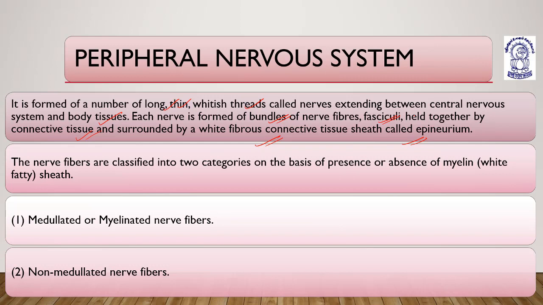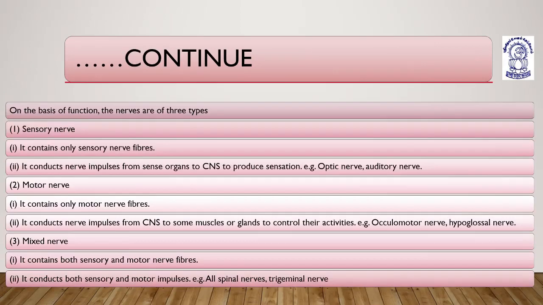The nerve fibers are classified into two categories on the basis of the presence or absence of myelin sheath. One is medullated or myelinated nerve fibers, and the other is non-medullated or non-myelinated nerve fibers. On the basis of function, the nerves are of three types. Sensory nerves contain only sensory nerve fibers. They conduct nerve impulses from sensory organs to the CNS to produce sensation, like the optic nerve and auditory nerve.